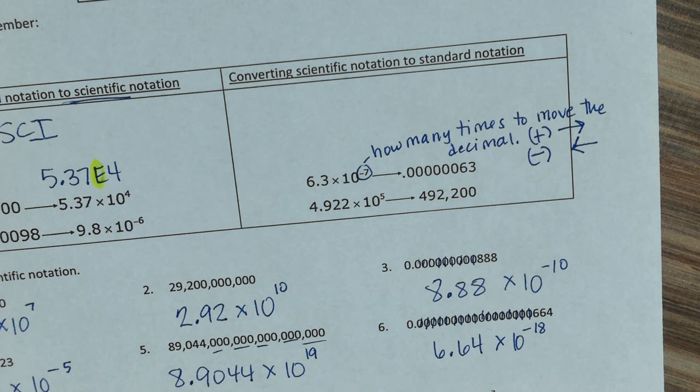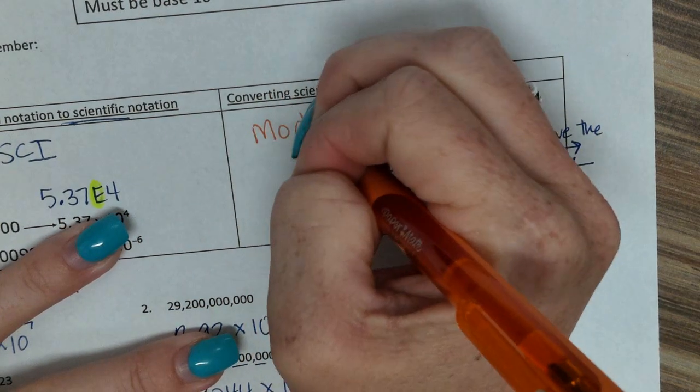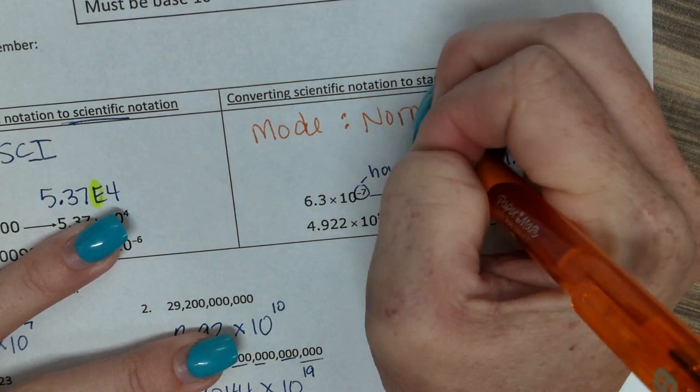Now, will the calculator do some of them for you? Yes. For the calculator to do it, you simply go back to mode and get out of SCI and go back to what? Normal.